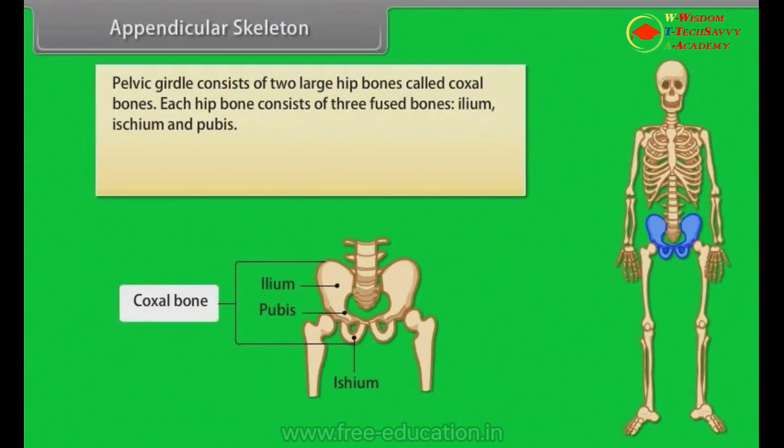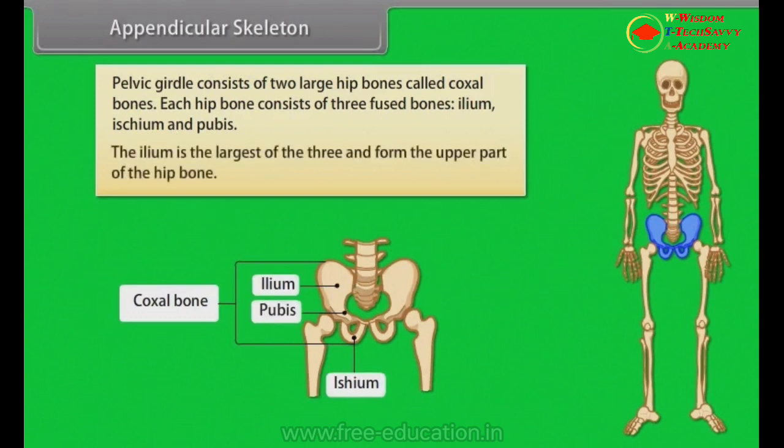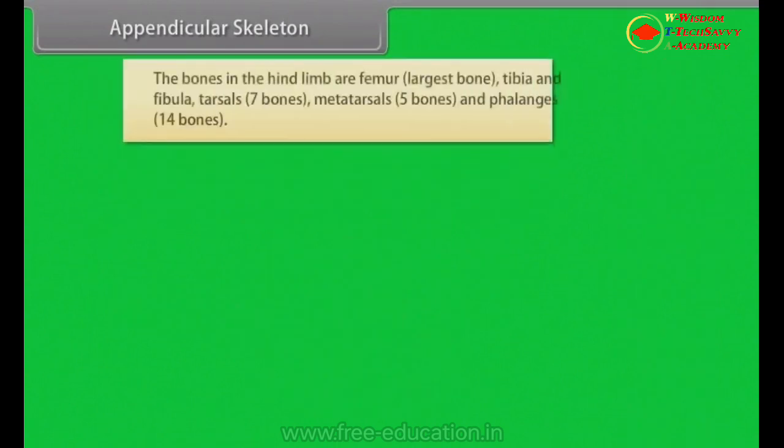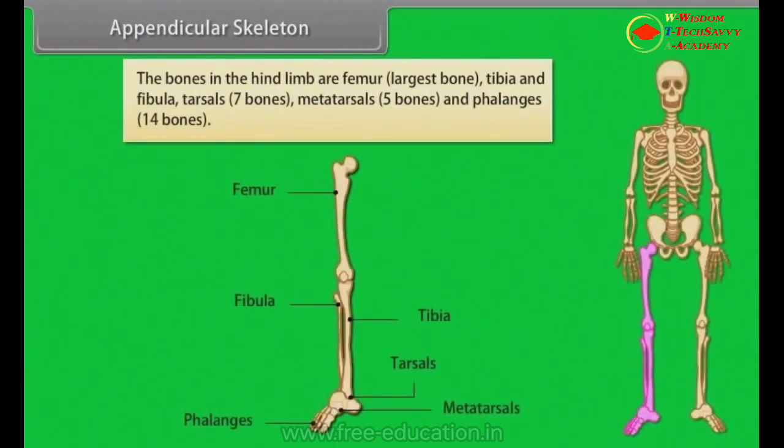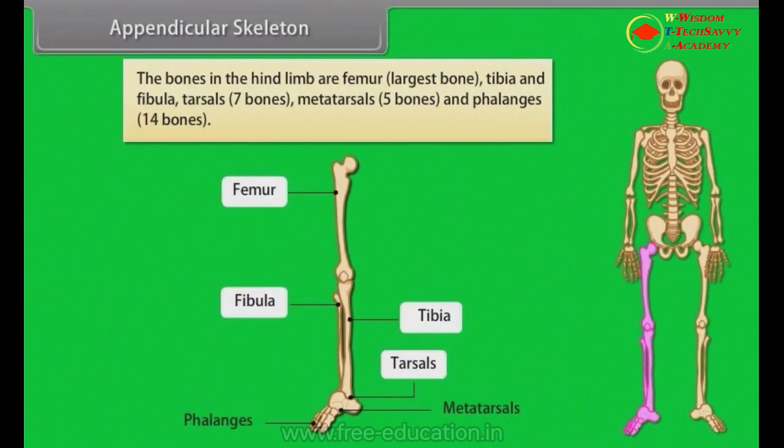Each hip bone consists of 3 fused bones, ilium, ischium and pubis. The ilium is the largest of the 3 and forms the upper part of the hip bone. The bones in the hind limb are femur, the largest bone, tibia and fibula, tarsals 7 bones, metatarsals 5 bones and phalanges 14 bones.